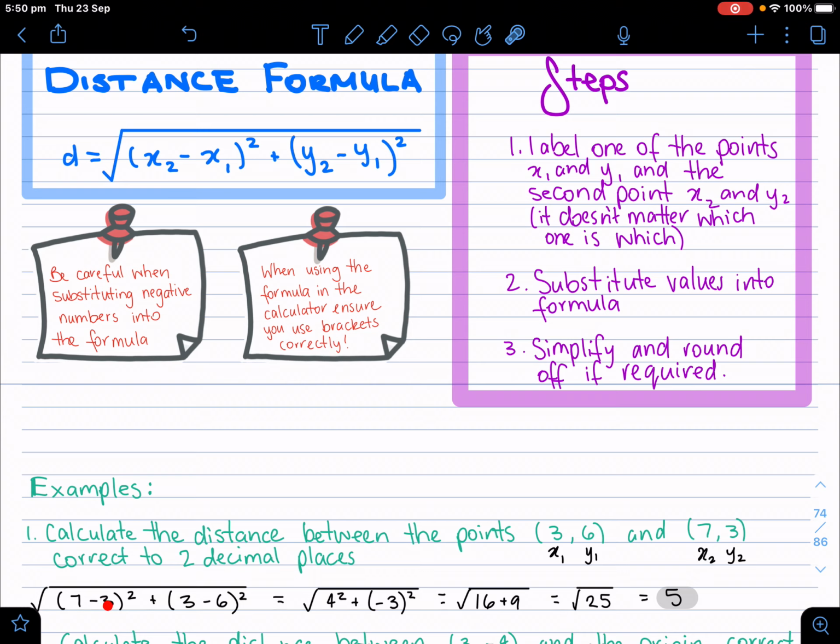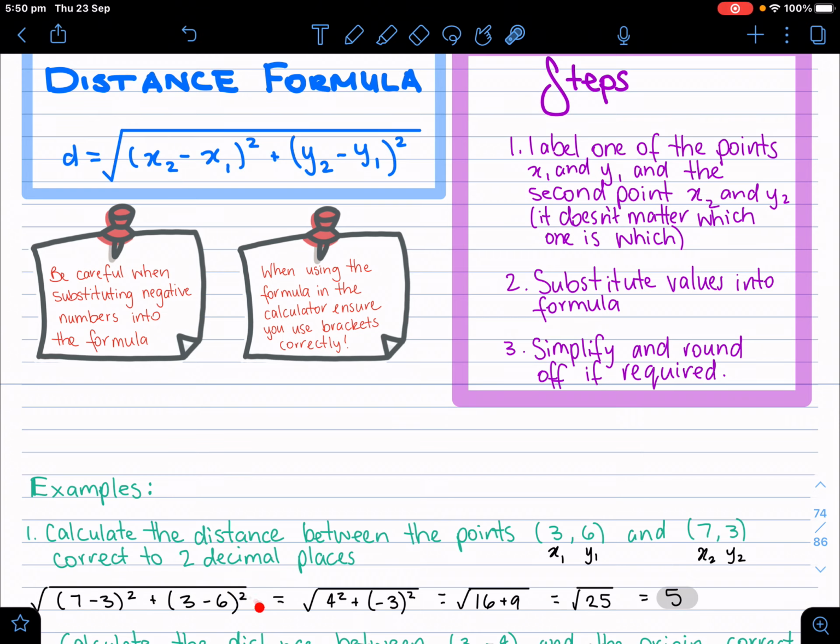So 7 minus 3 is 4. So we have 4 squared. And 3 minus 6 is negative 3 squared. 4 squared is 16. And negative 3 squared is 9. Make sure when you have a negative 3 squared, you put the negative 3 in brackets. With some calculators, like the Casio one, will interpret this differently with or without the brackets. So then I simplify underneath furthermore. 16 plus 9 is 25. And then the square root of 25 is 5. So I like to go step by step through.